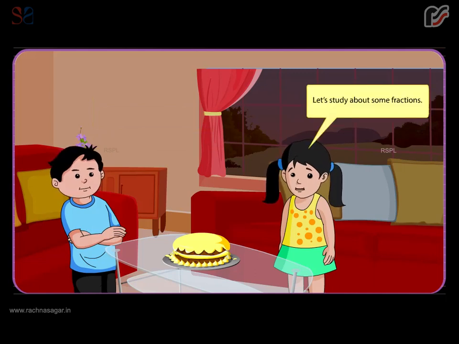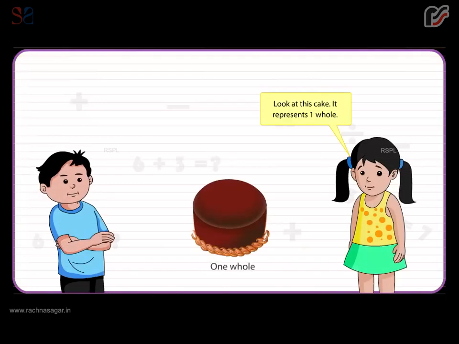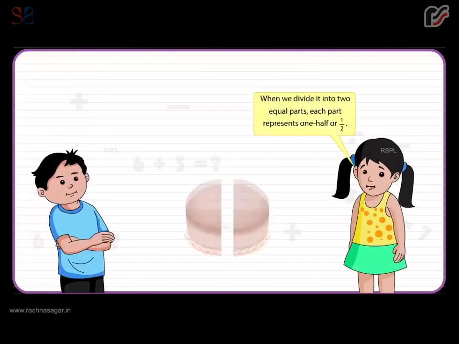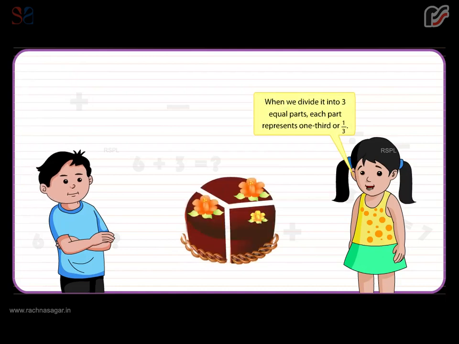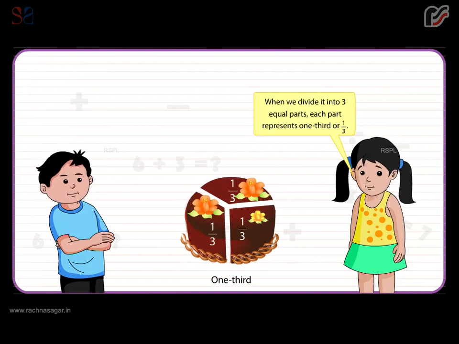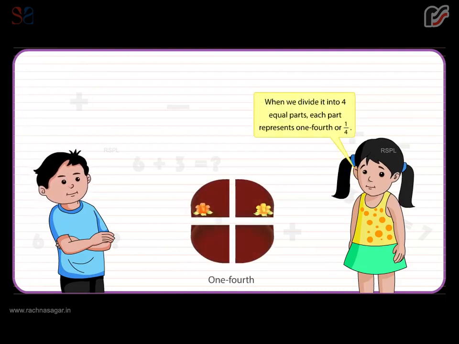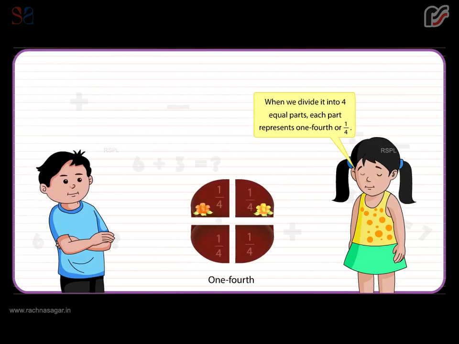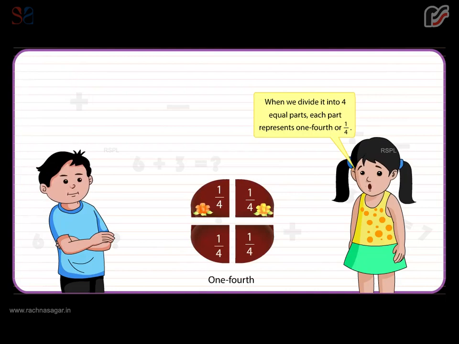Let's study some fractions. Look at this cake. It represents one whole. When we divide it into two equal parts, each part represents 1/2. When we divide it into three equal parts, each part represents 1/3. When we divide it into four equal parts, each part represents 1/4.